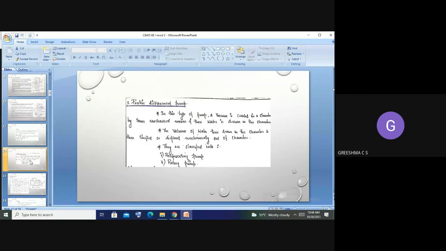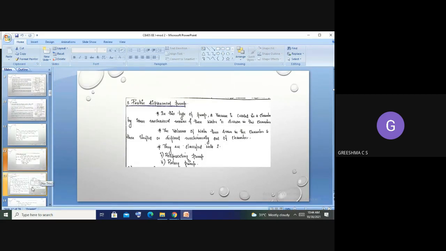Okay, so we can continue now. Yesterday we were discussing about the pumps. Mainly we have two types of pumps, that is positive displacement pumps and centrifugal pumps. Positive displacement pumps are again divided into two, that is reciprocating pump and rotary pump.